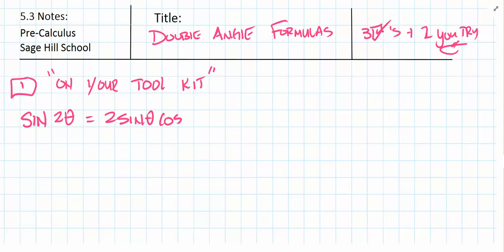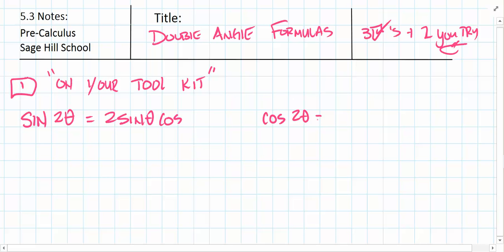All right? So for the cosine of 2 theta, which one did you guys write down? I believe you guys already have these in your toolkit. Which one did you write down? Cosine squared theta minus sine squared of theta, right?